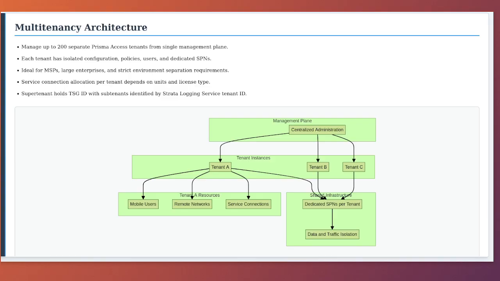The number of service connections per tenant depends on the units you allocate and the type of license you have. If you have a global license and allocate at least 1,000 units for a tenant, you can allocate a maximum of 5 service connections for that tenant. For Panorama-managed multi-tenant deployments, the supertenant holds the TSG ID, and subtenants are identified using the Strata logging service tenant ID. This hierarchy is important when using the Prisma Access APIs to query specific tenant data.